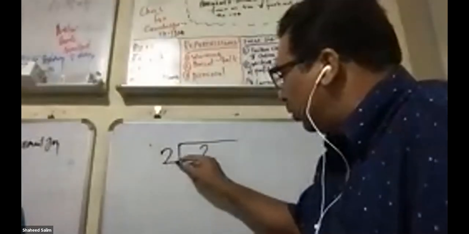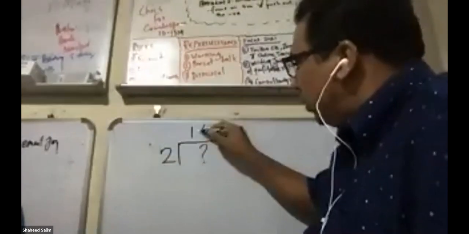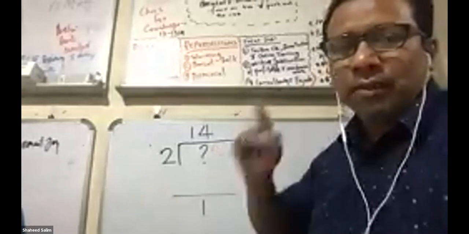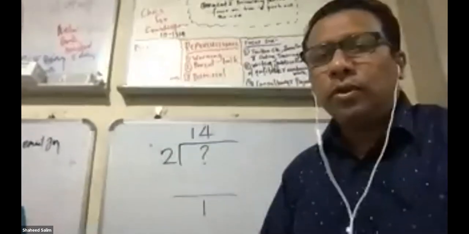Now I am going to give you this question. We do not know what this number is. When it's divided by 2, we get a quotient of 14. There's a remainder of 1. What is the number? Can you please type into your chat.